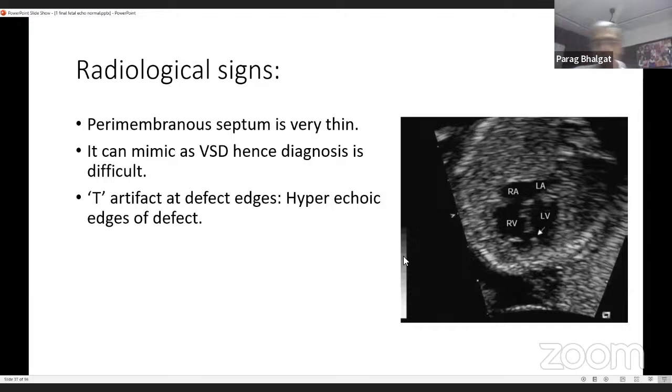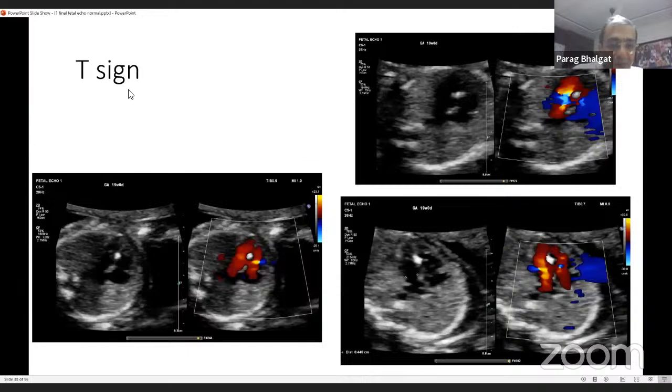Now, sonographically, the most important thing in a mid-muscular or perimembranous VSD is the demonstration of the T sign or T-junction defect. The septum is hypoechoic. Look at this hypoechoic portion. So this is a T sign, this is the interventricular septum, hypoechoic IVS. These are the two ends.